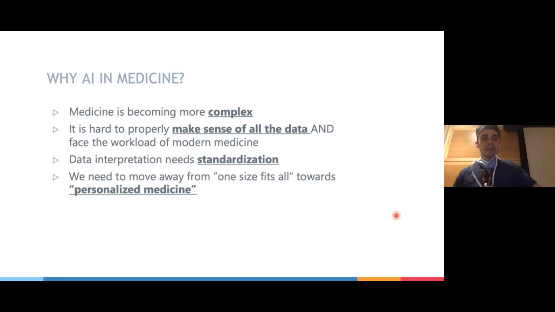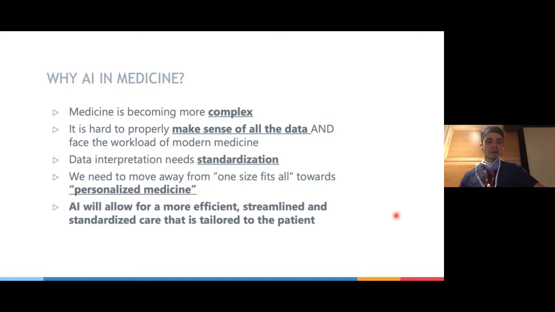And finally, we need to move away from one size fits all towards personalized medicine. So I think the argument I'm trying to make today is that AI could allow for more efficient, streamlined, and standardized care that is tailored to the patient, so that it's individualized to the patient. And I think in the end, we'll make medicine more humane and patient-centric.